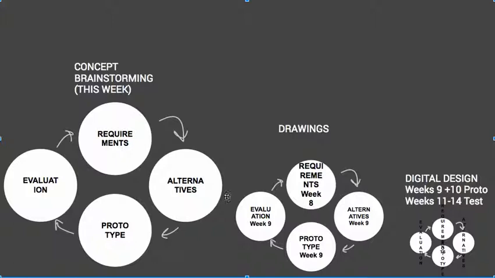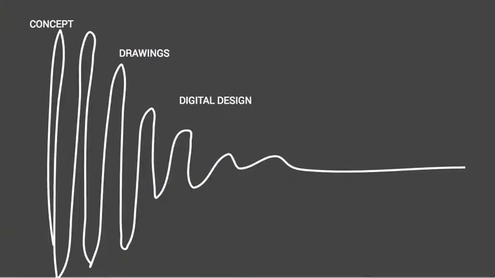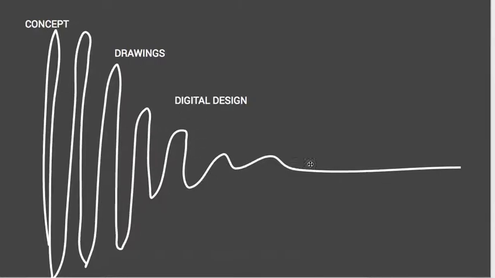So another way to depict this is to say that we're in this phase right here. We're in the concept phase. So we're going around the circle and then we still kind of feel like we're in space. We do some drawings, we go around the circle again, we do a digital design, we go around the circle again, and we're going to narrow.